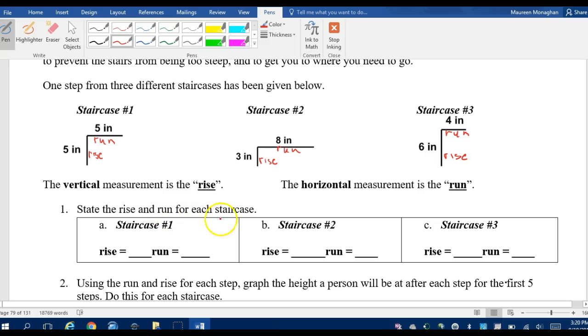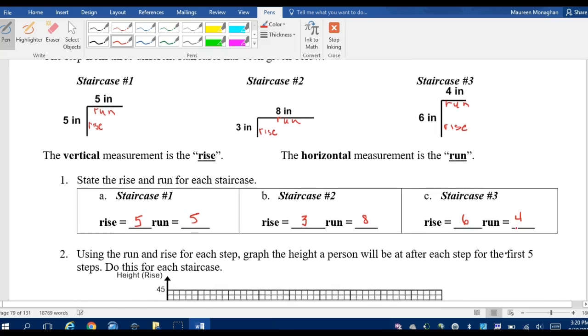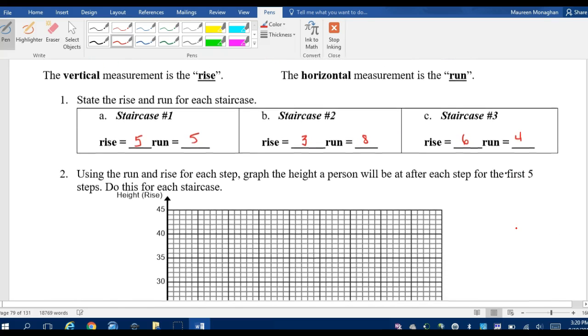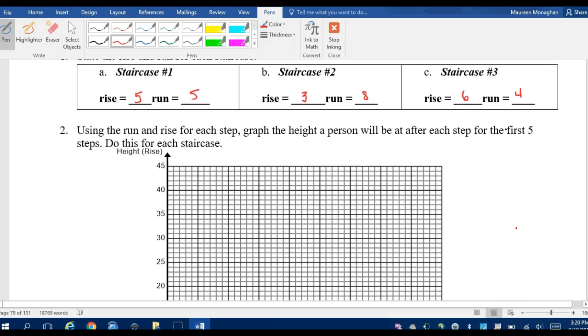Okay, state the rise and run for each staircase. Well, this first staircase, the rise is 5, and the run is 5. The second staircase, the rise is 3, and the run is 8. Next one, rise is 6, run is 4. Using the rise and run for each step, graph the height a person will be at after each step for the first 5 steps. Do this for each staircase.